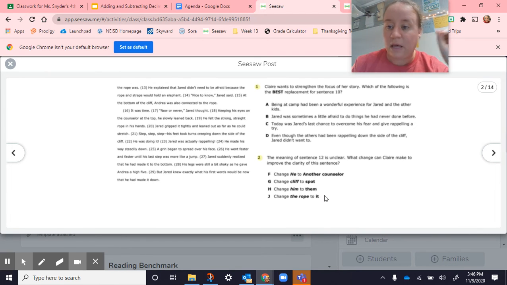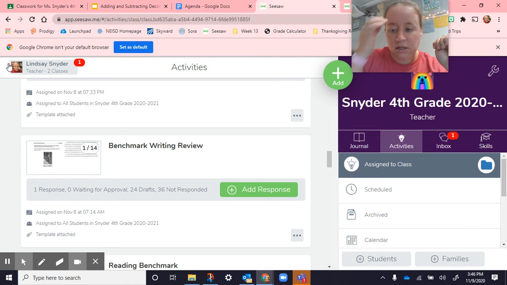So we went and did that with every single one. We liked F, so then we went on to G. We're like, that doesn't make it clear. That's changing it from cliff to just saying over there on the spot. That doesn't make any sense. Changing him to them, we talked about, no, we're only talking about one person, so that doesn't make it clear. So going through and really thinking about why answers are wrong will really help you. So we did those two questions and read that part. And then that was what we did for writing.